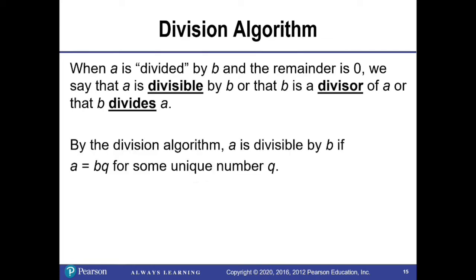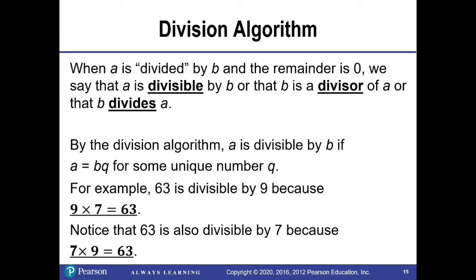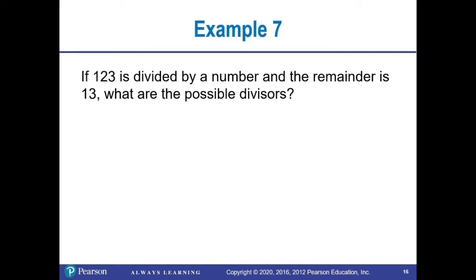By the division algorithm, A is divisible by B if A equals B times Q. Now notice the remainder is 0, so we don't have the R there. So 63 is divisible by 9 because 9 times 7 is 63. Using the same reasoning, 63 is divisible by 7 because 7 times 9 is 63. Let's use the division algorithm to help us solve a problem.